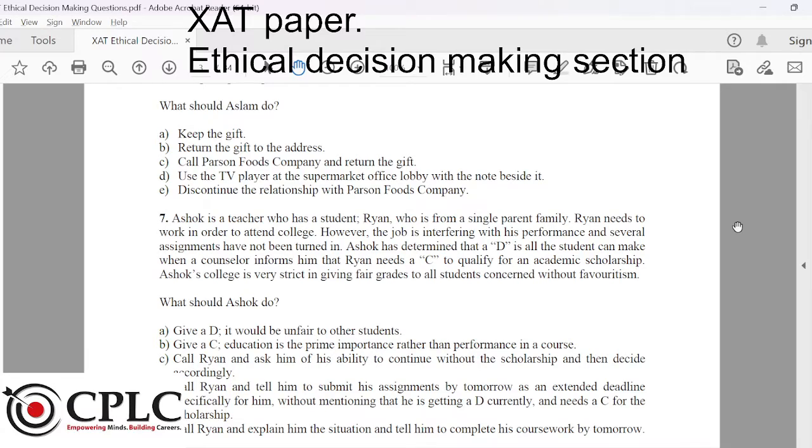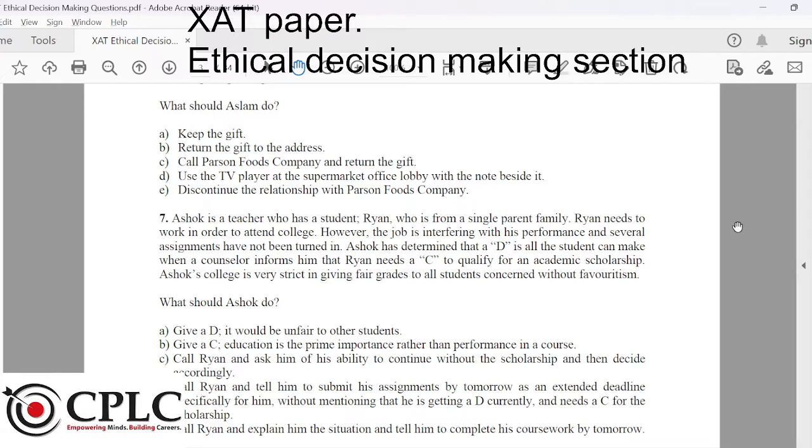What should Ashok do? So first option, give a D. It will be unfair to other students. Okay, can be one of the options. Give a C. Education is of prime importance rather than performance in a course. Now he cannot directly give a C because then it will show favoritism. Call Ryan and ask him of his ability to continue without the scholarship and then decide accordingly. Now, this will obviously be out of options because he's already working because he wants to attend college and he's not financially strong.